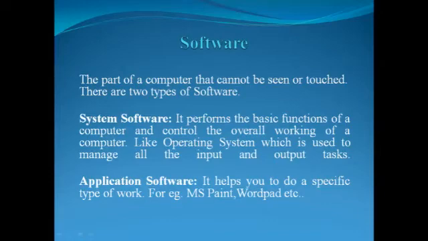There are two types of software: system software and application software. System software. It is a set of programs that controls the overall working of a computer, or you can say it performs the basic functions of a computer, like the operating system. Operating system is a part of system software that makes the computer run.